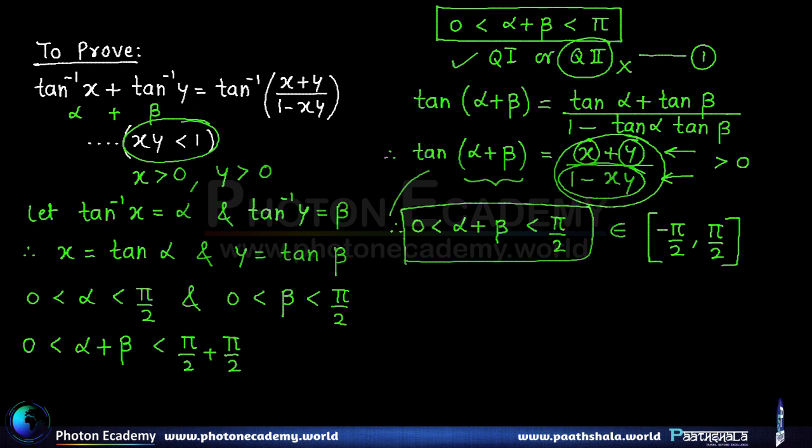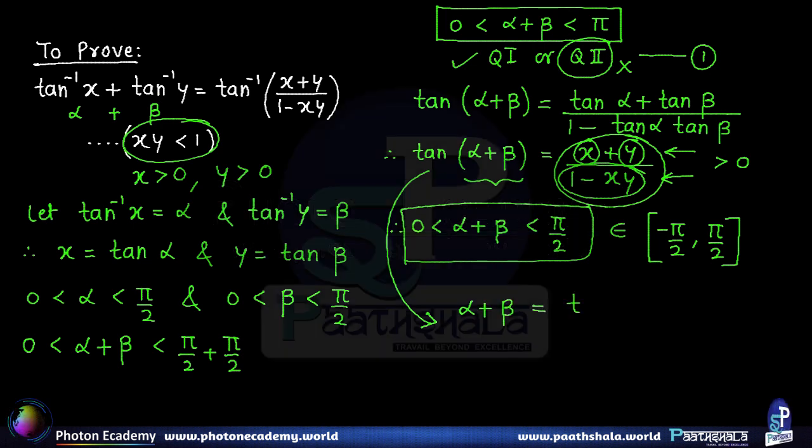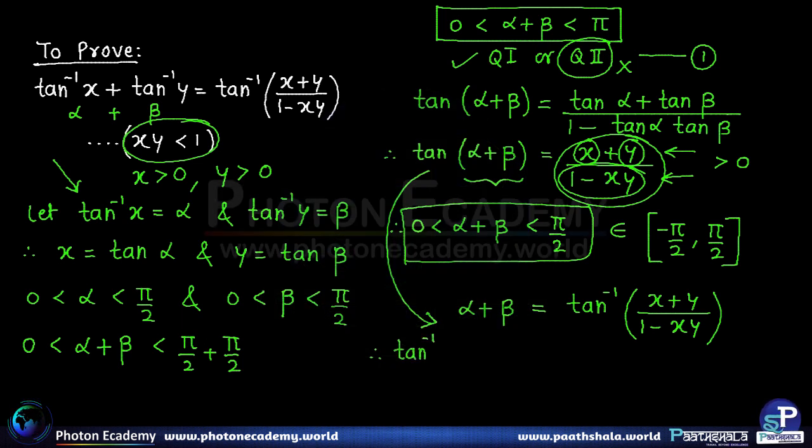Now therefore we are allowed to transfer the tan to the right hand side and say that alpha plus beta can be written as tan inverse of (x plus y) upon (1 minus xy), and lastly we just replace alpha and beta with whatever we had assumed. So finally we get tan inverse of x, that is alpha, plus tan inverse of y, that is beta, is equal to tan inverse of (x plus y) upon (1 minus xy), which is the required property.